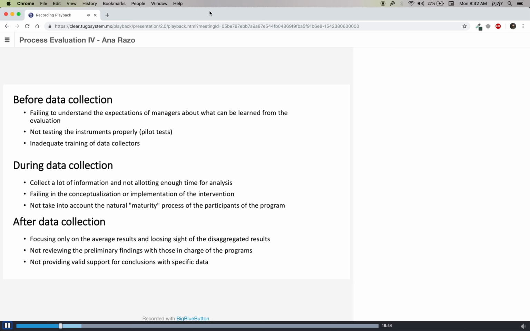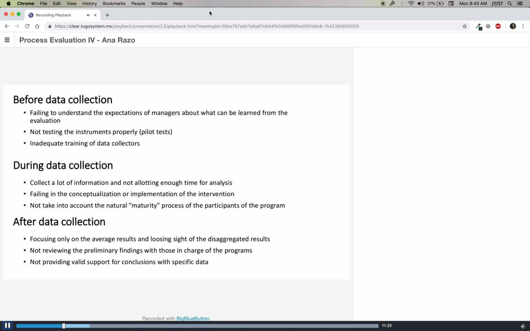And something else that could go wrong during data collection is not understanding the processes and the conceptualization of the program. This would mean that we would be focusing on other things. And also a third element has to do with not taking into account that many things can change due to the nature of each participant or other variables that influence the participant's behavior.